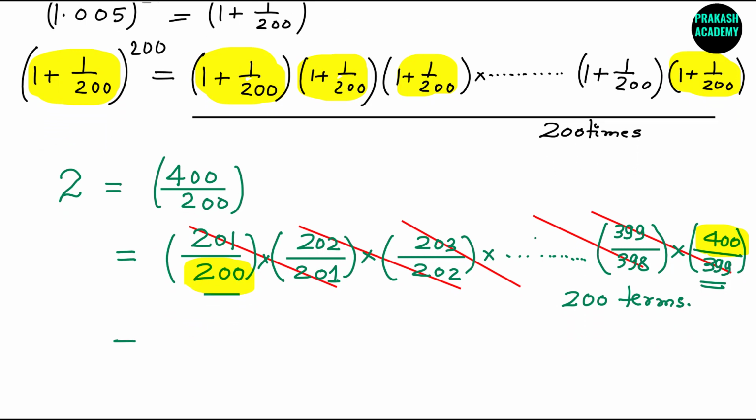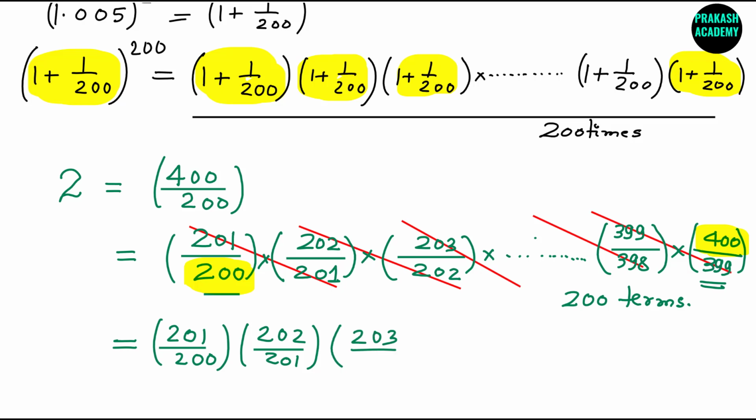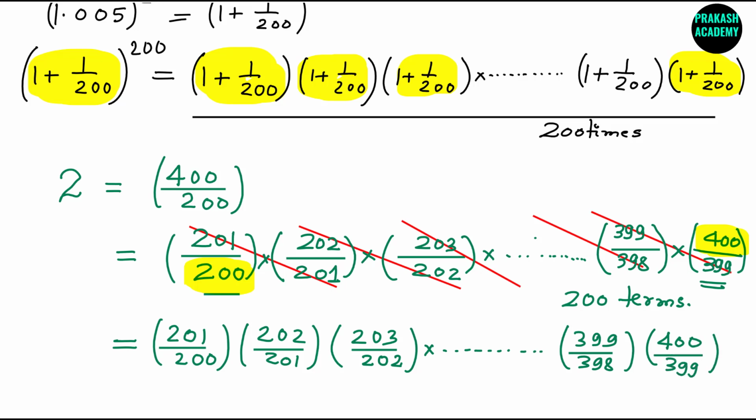So the first term is 201 by 200. Let me write it again. This is 201 divided by 200, and this is 202 divided by 201, and this is 203 divided by 202, and this goes on, and this is 399 divided by 398, and this multiplied by 400 divided by 399.